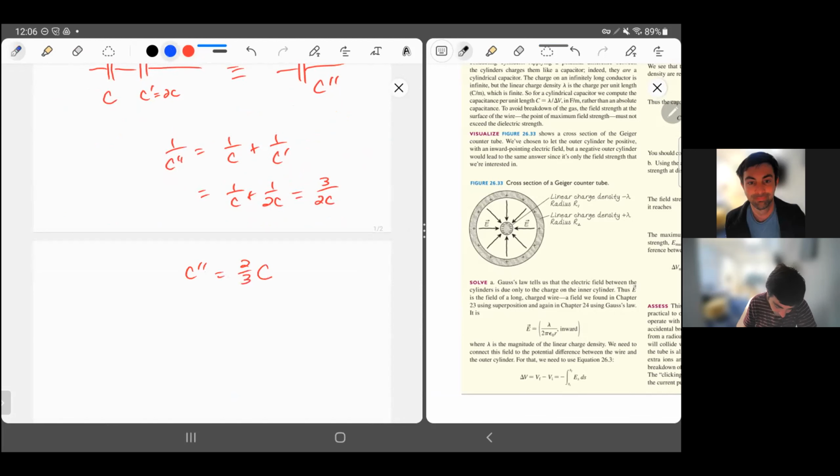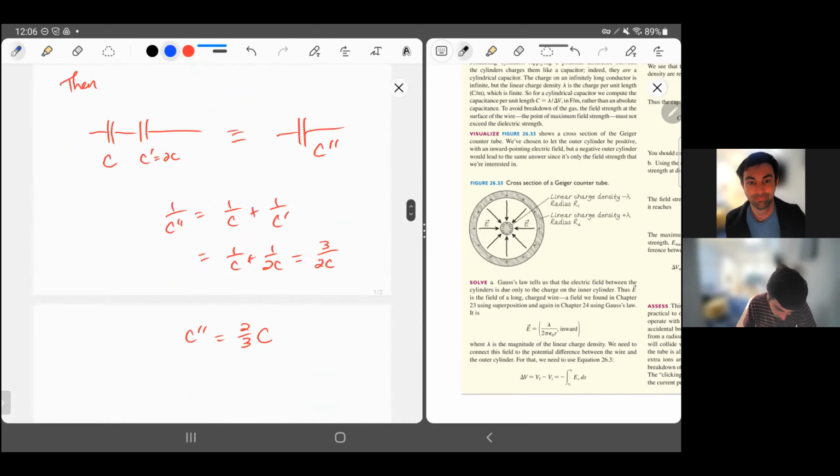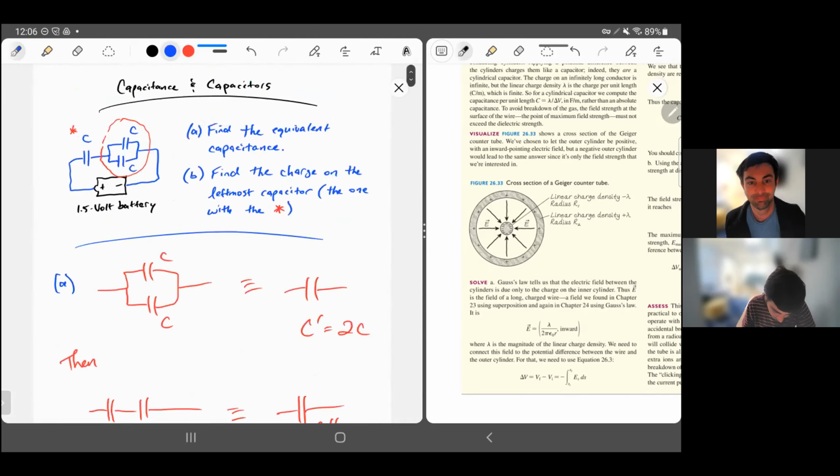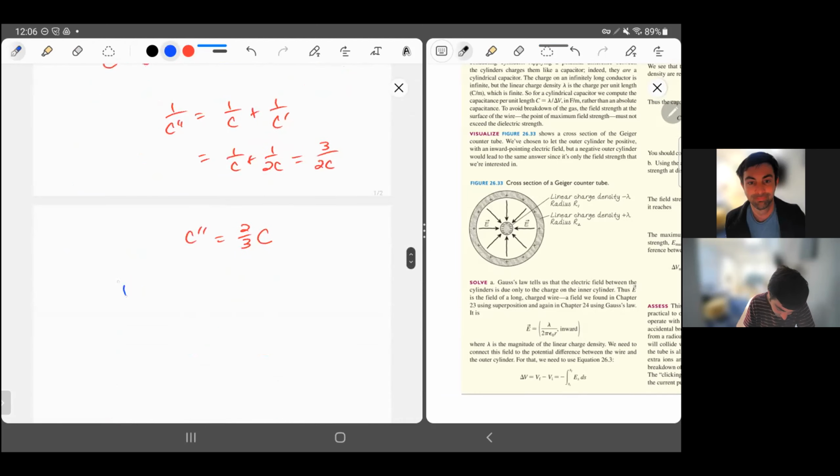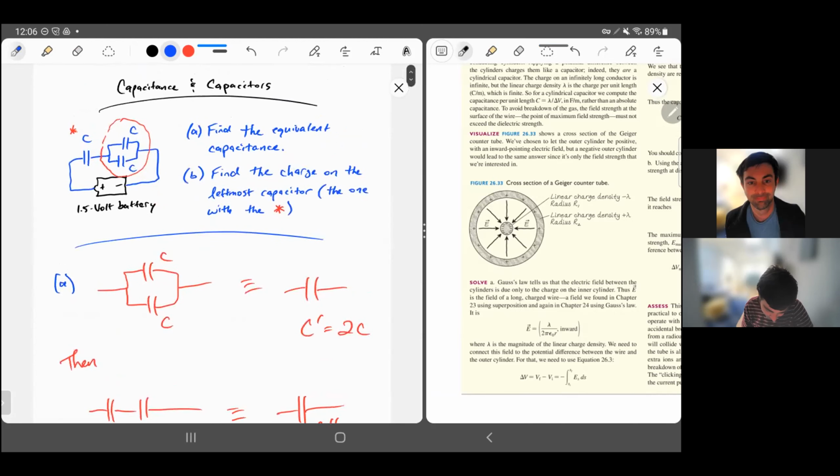So overall then, this circuit, let's go back up here. We have a 1.5 volt battery with the positive terminal on the left side. Effectively, this is connected to a single capacitor with capacitance 2/3 times whatever that value is, C. So that's part A. Find the equivalent capacitance, it's 2/3 C.